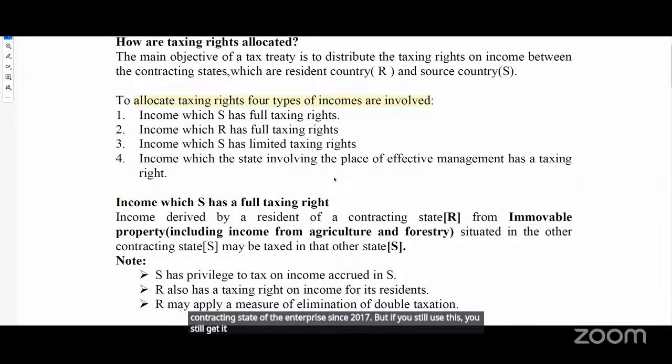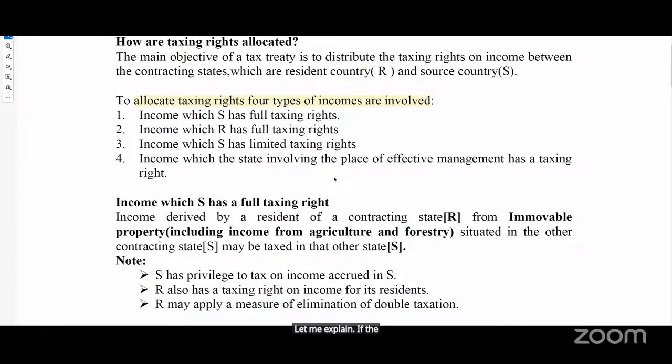Do you get it? So these are the 4 ways we allocate taxing rights. Taxing rights can be on a shall basis or on a may basis. Let me explain. If the DTA says shall tax, it means that it is a primary taxing right. If the DTA says may tax, it means it's a secondary tax. It means may or may not.